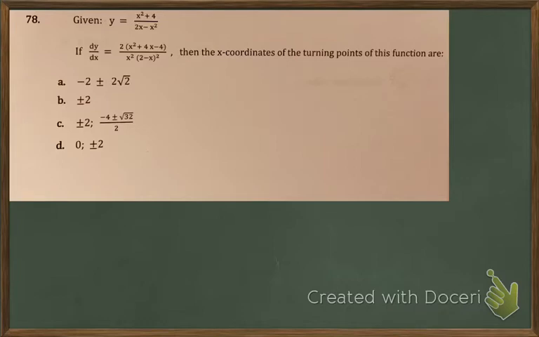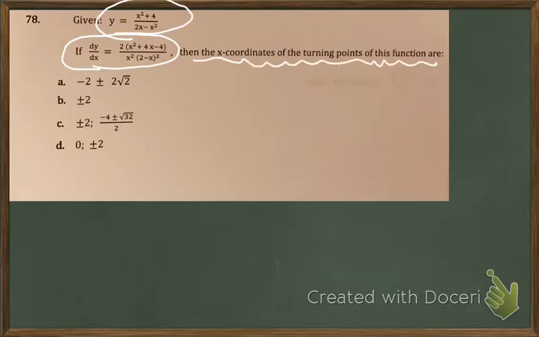The next question, question 78 from one of our books here at Purple Pepper Maths: given y is equal to some strange quotient function, if dy/dx is equal to also some strange quotient function, then the x coordinates of the turning points of this function are, and you need to choose A, B, C, or D.